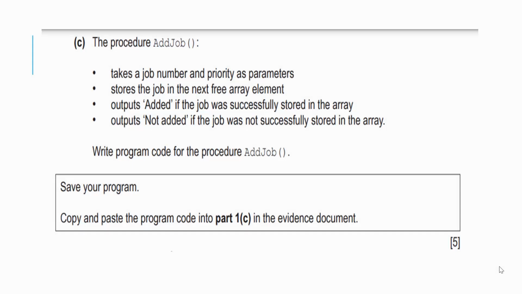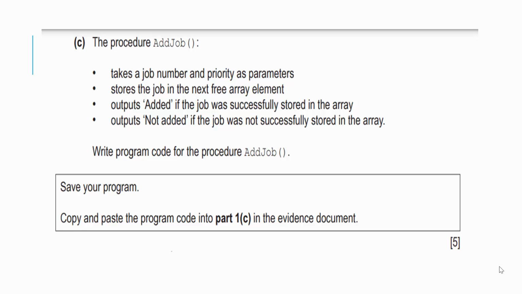And for part C, we see the procedure add job. Takes a job number and priority as parameters. So we have 2 parameters here. Stores the job in the next free array element. Outputs added if the job was successfully stored in the array. Outputs not added if the job was not successfully stored in the array. Write program code for the procedure add job.